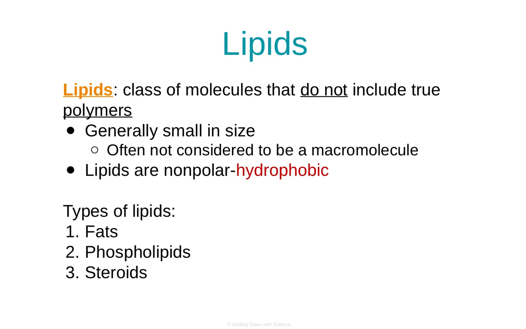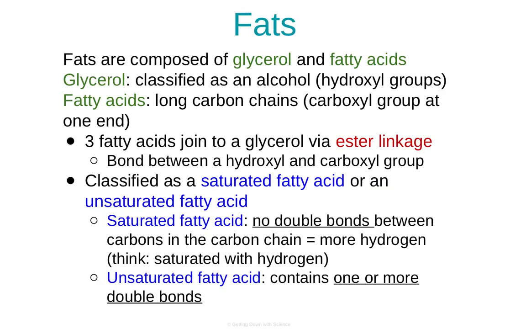Lipids are a class of molecules that do not include true polymers. Remember at the very beginning, I told you they were a little special in this macromolecule. Generally, they're pretty small in size, but they often are not considered to be macromolecules at all. That's just someone's opinion. But lipids are nonpolar and they're also hydrophobic, right? So we have many different types of lipids like fats, phospholipids, steroids. We also have waxes. There's also cholesterol. I can think of many.